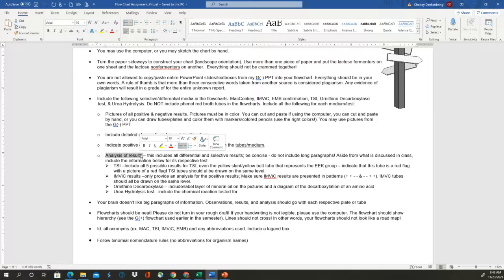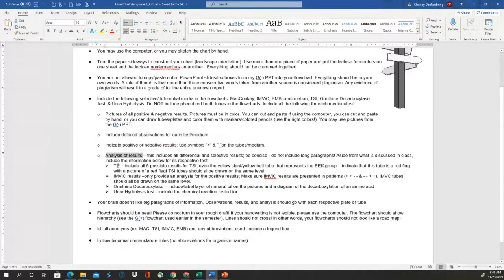The only exception there is going to be your TSI test, which is going to be either K over K, A over A, K over A. Okay, so remember the letters are your results for that test. And then, of course, only give me your analysis. I don't want you to be redundant. The test was positive, so that means the organism can ferment glucose. You've already told me that it was positive in the results section, so you don't need to take up valuable space telling me again.